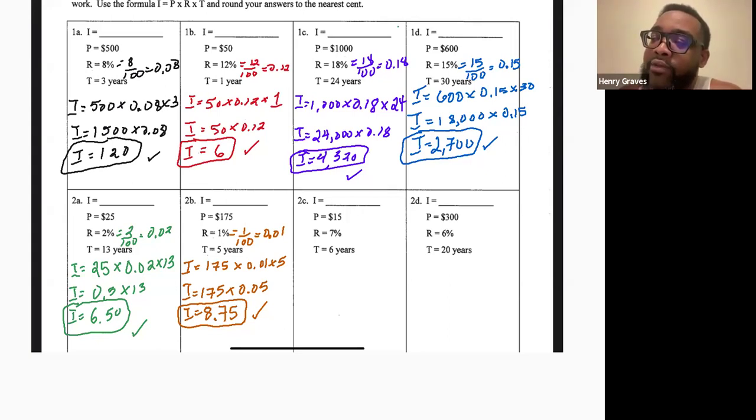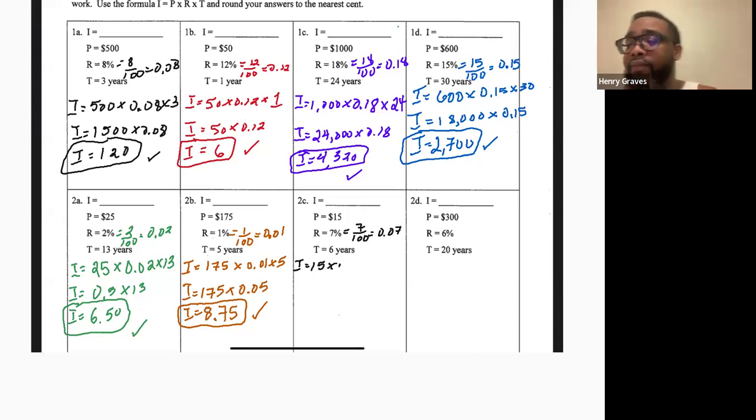All right, this one I'm going to do the same thing. 7 divided by 100. That's going to be 0.07. So my I is going to be 15 times 0.07 times 6. So let me see what I get. I think I should multiply all of this all the way through, just to cut my time off.